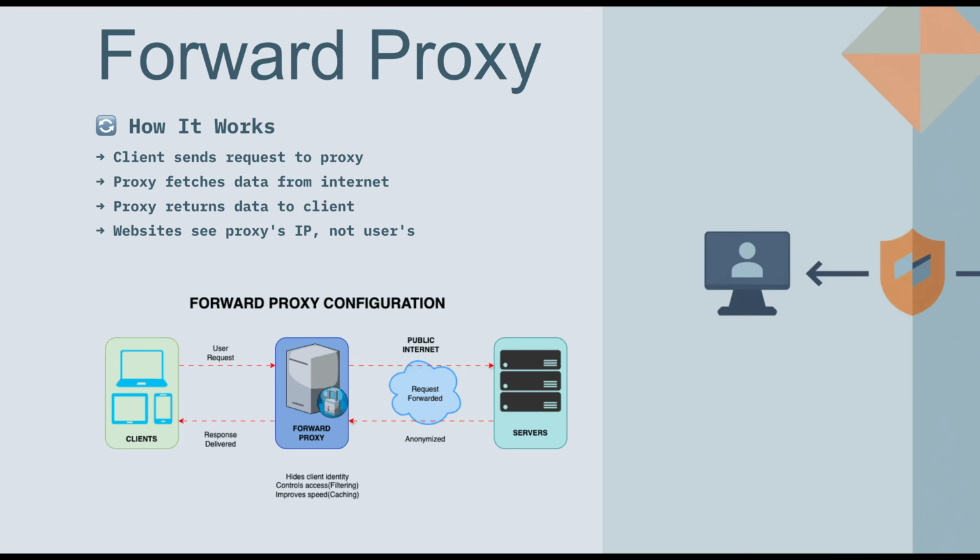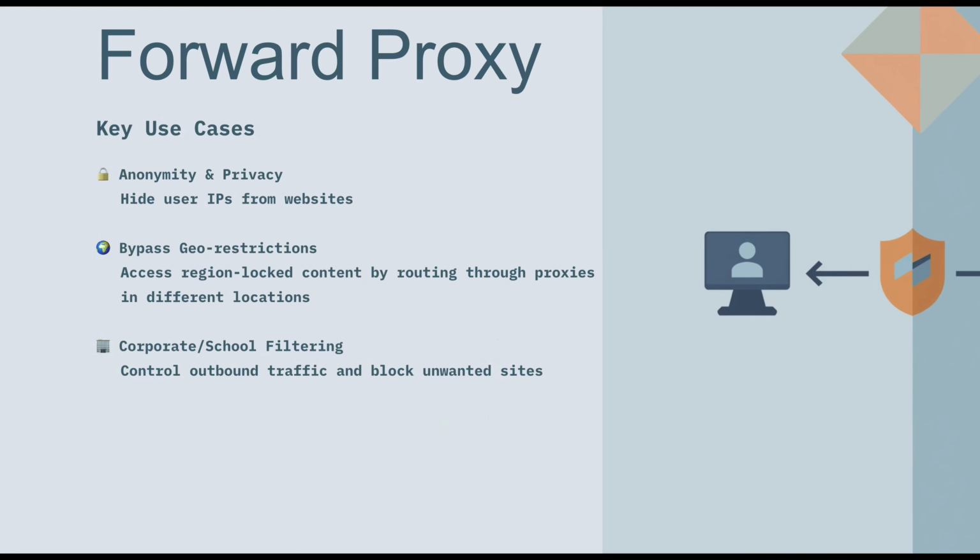Common use cases: anonymity and privacy, hiding your IP address from the websites you visit, similar to a VPN. Bypassing geo restrictions, connecting to a proxy in another country to access content locked to that region. Then, corporate or school filtering. Organizations use proxies to block employees or students from accessing certain websites like social media or adult content by inspecting the outbound traffic.